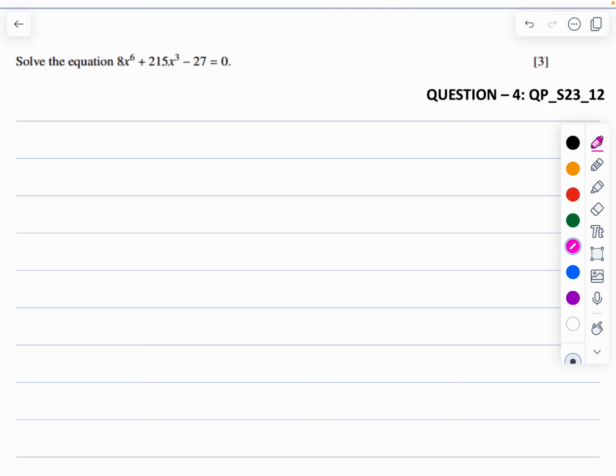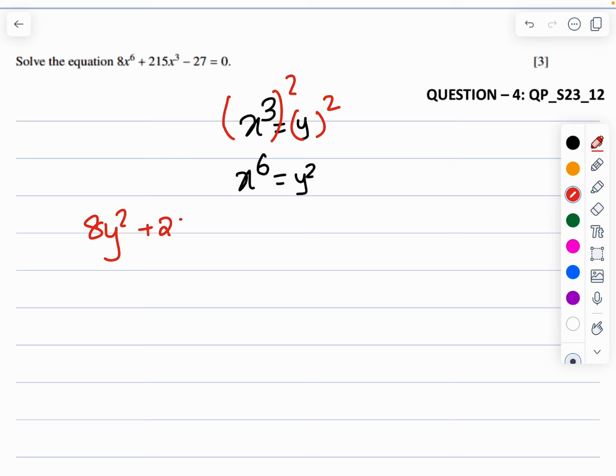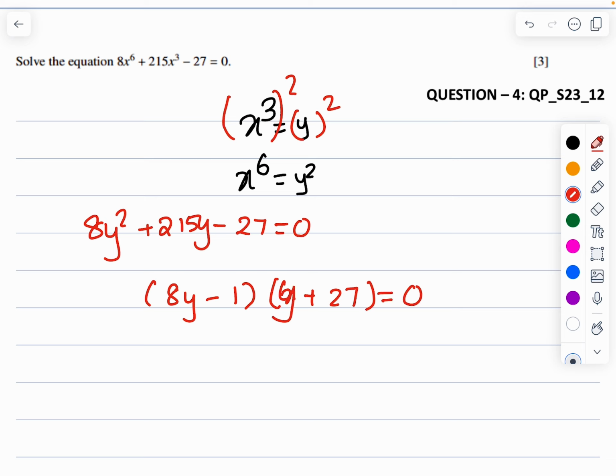Question number 25. Let x cube equal y. Then x power 6 will become y square. This is a substitution you should remember. Let x cube equal y, then squaring on both sides, x power 6 equals y square. So it becomes 8y square plus 215y minus 27 equals 0. If you are good at factorization, I am directly writing it out. These are the factors, equals 0. Now, y equals 1 upon 8 or y equals negative 27.